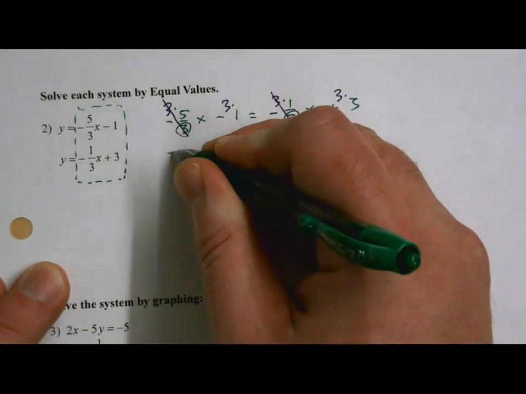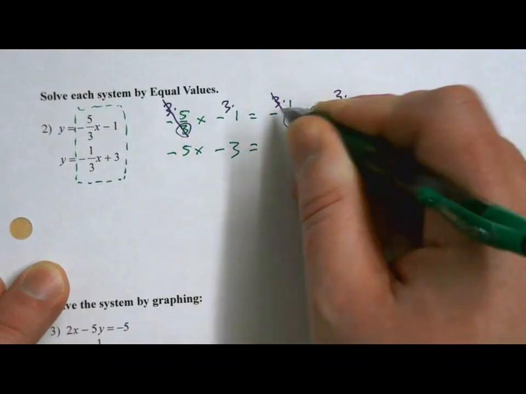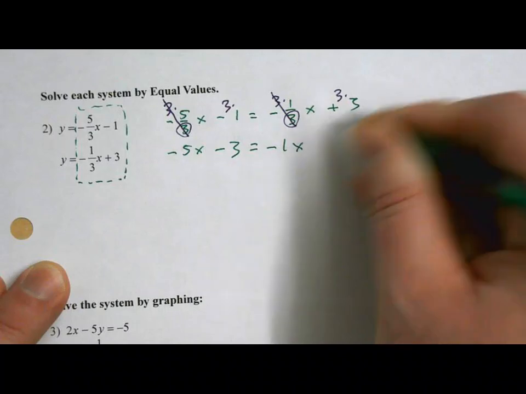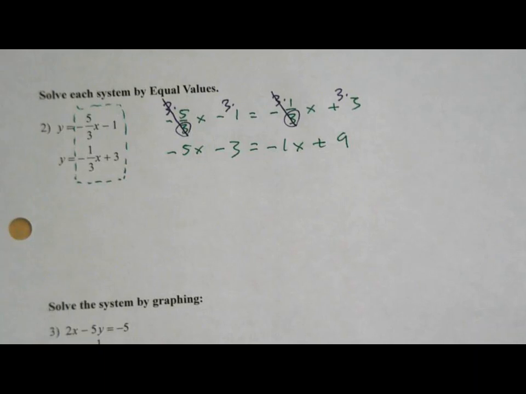It's now just negative 5x minus 3 times 1 is 3. This is a negative 1x, and 3 times 3 is 9. And then that's a much easier problem to solve because we don't have any fractions to deal with. All right, and I'll leave it to you from there. Again, we'll come back and do number 6 together.